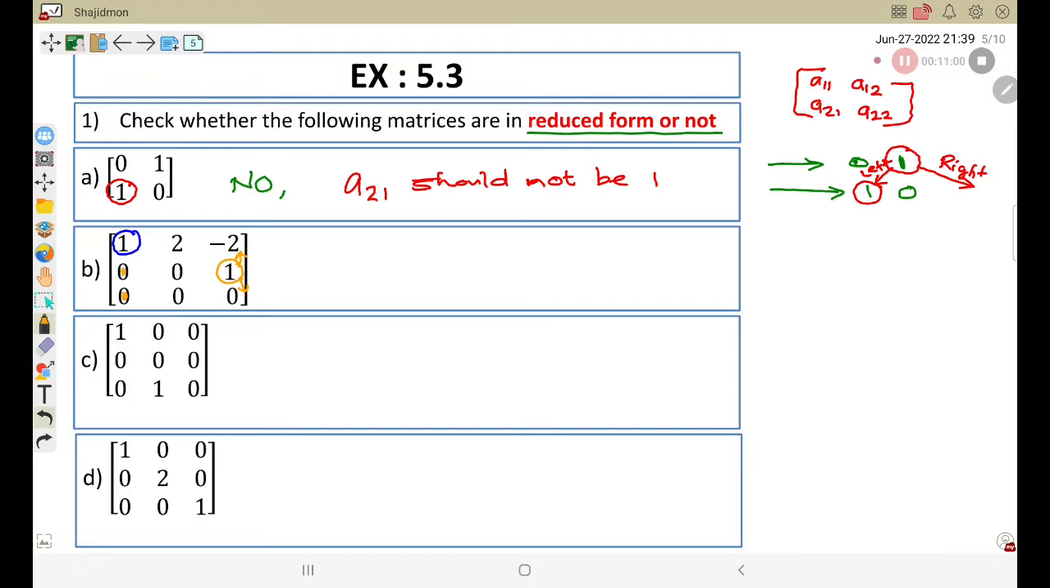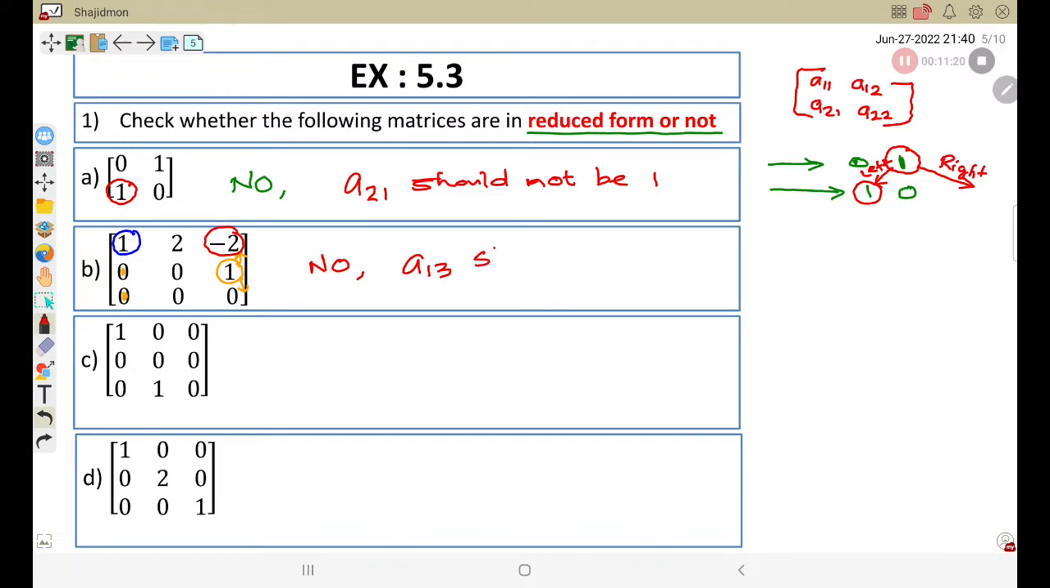Wherever the leftmost one in each row comes, the down and up number should be 0. This is the second rule, correct? So that second rule is violating here. So we can write this is not in reduced form because this number is wrong. Which number? Minus 2. That means A13, first row third column number.